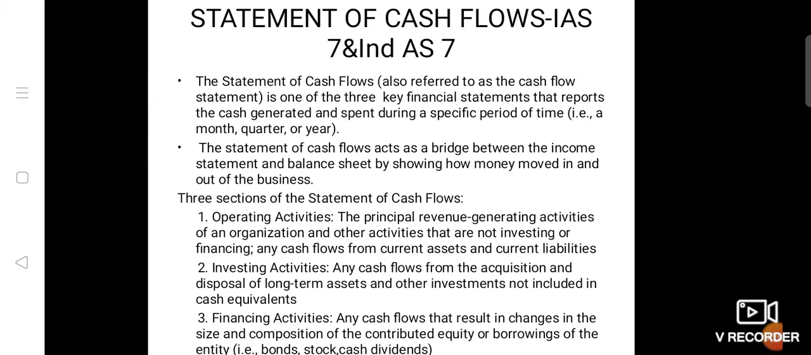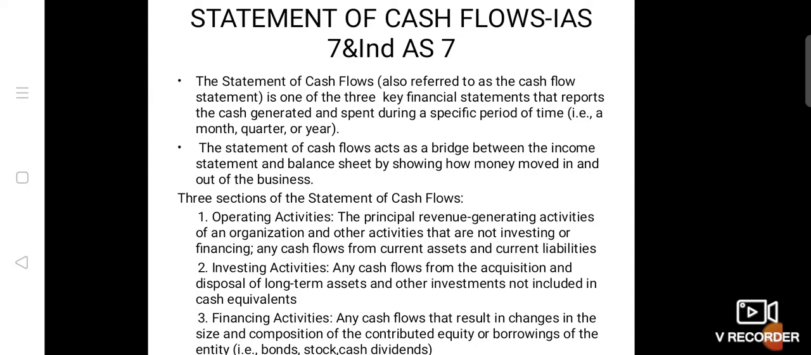Statement of cash flows is covered in International Accounting Standard 7 and Indian AS 7. It is stated in Standard 7. The statement of cash flows, also referred to as the cash flow statement, is one of the three key financial statements that reports the cash generated and spent during a specific period of time.